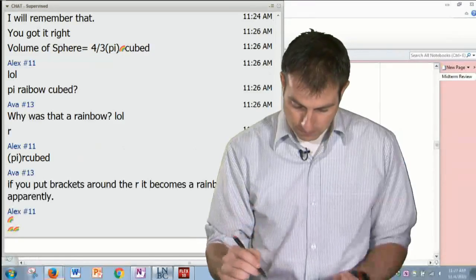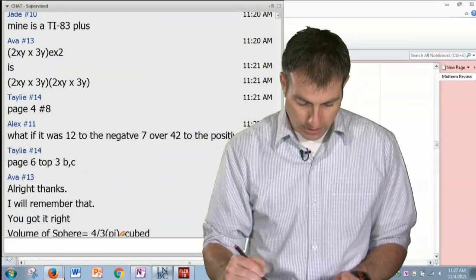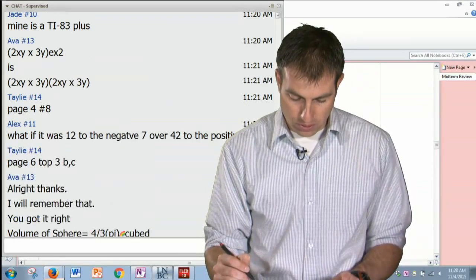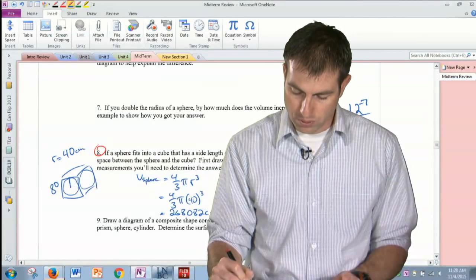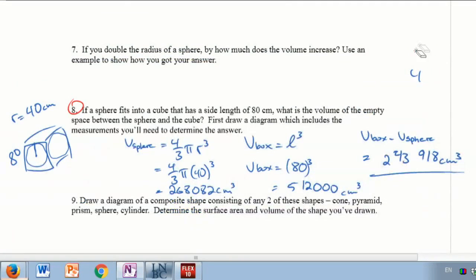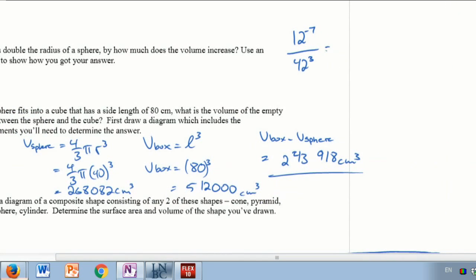I have 3 minutes. There were a couple more questions that showed up here. 12 to the negative 7 over 42 to the positive 3. All right, so as good of a question as any. So 12 to the negative 7, to make it positive, I'm going to move it to the bottom. So all that's going to be left on top is going to be just a 1.